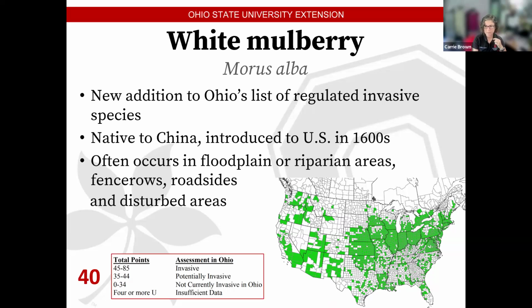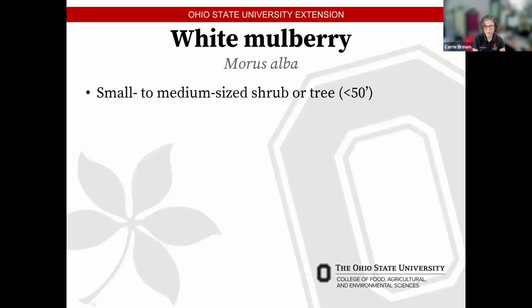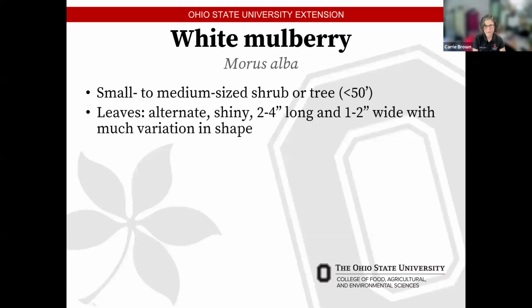And this is a species that can grow in many different areas, so very adaptable. It's a small to medium-sized tree. The leaves are alternate, like we said with the white mulberry, they're shiny, and there is a ton of variation in shape of white mulberry.